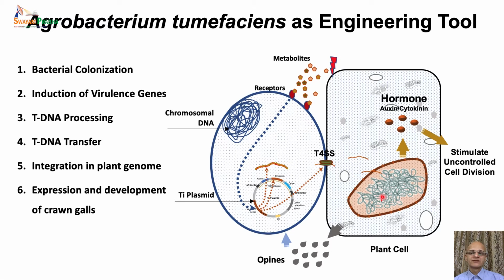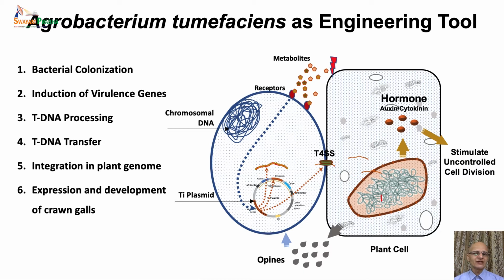In other words, T-DNA does not code for any component that is required for all these processes, that is, from the sensing till the integration. All the components that are required for this purpose are encoded by the virulence region of the Ti plasmid. And there are some other components that are coded by the bacterial genomic DNA that may not be essential for the infection, but they improve the efficiency of the infection.